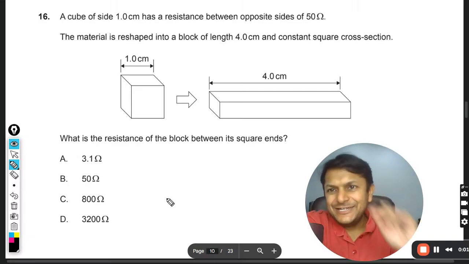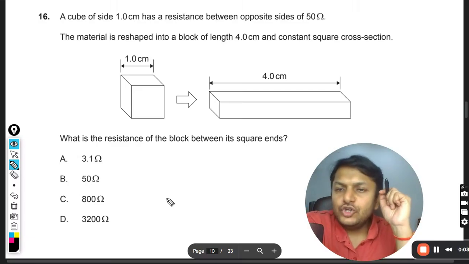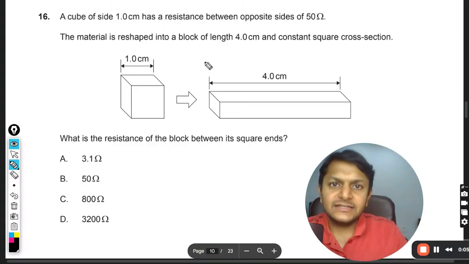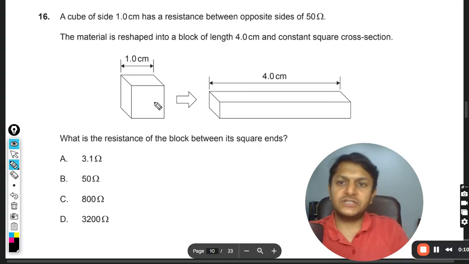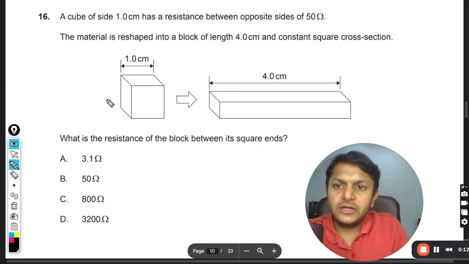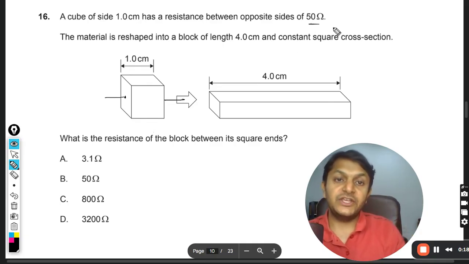Okay, dear student, let's see what is there in this question. A cube of side 1 centimeter has a resistance between the opposite sides as 50 ohms. So this is the cube here, and you can just imagine passing the current in the two opposite sides here. And the resistance is given as 50 ohm here.